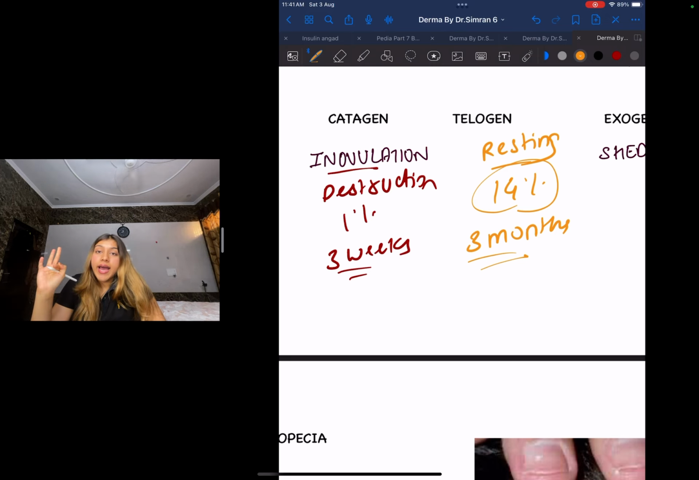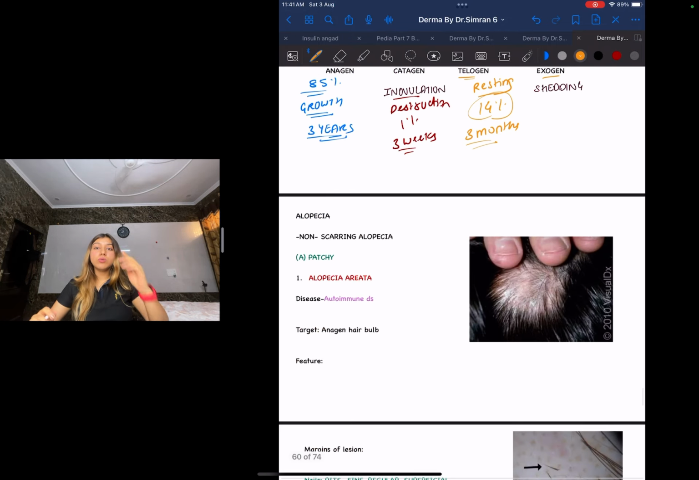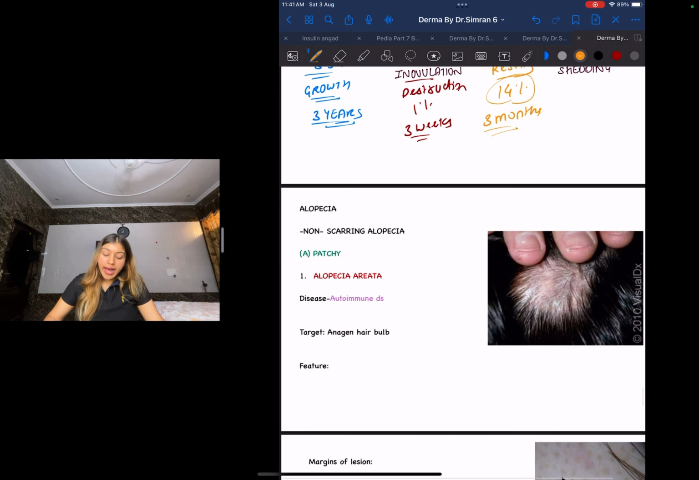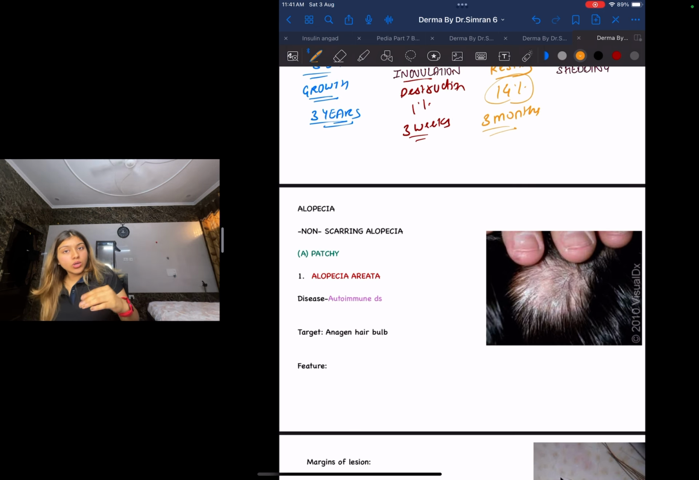3 years anagen, 3 weeks catagen, 3 months is going to be your telogen. Next, guys, is your exogen. Exogen is the shedding phase. Now, guys, let us move on to alopecia. In alopecia we have 2 types. We have the scarring and the non-scarring type.